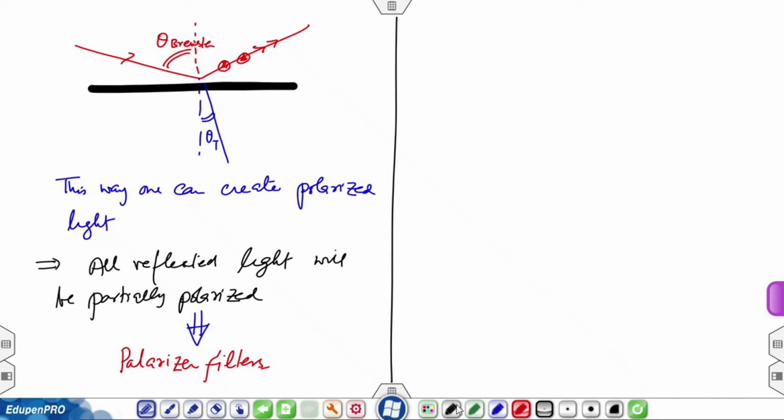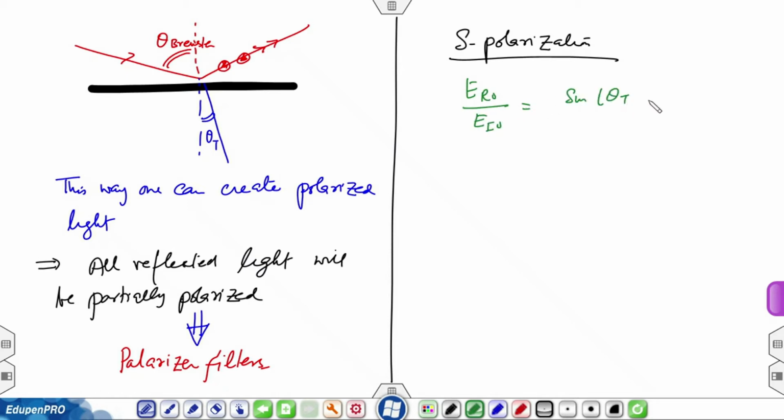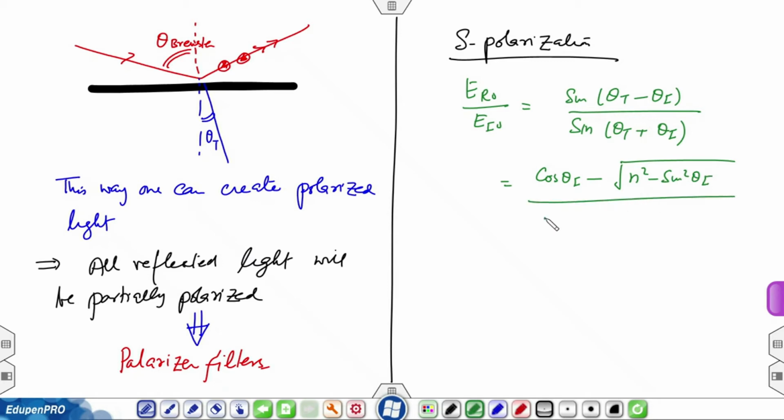Let us now look at s polarization. s polarization says that Er0 over EI0 is sin(theta t minus theta I) divided by sin(theta t plus theta I), and again you work it out and you end up getting cosine of theta I minus the square root of n square minus sin square theta I divided by cosine of theta I plus square root of n square minus sin square theta I.